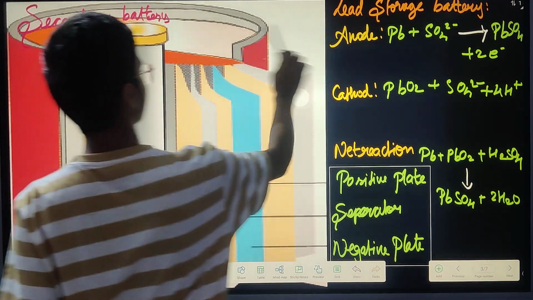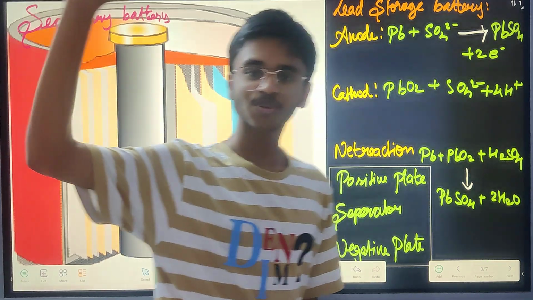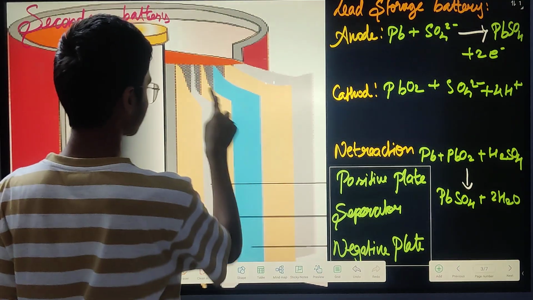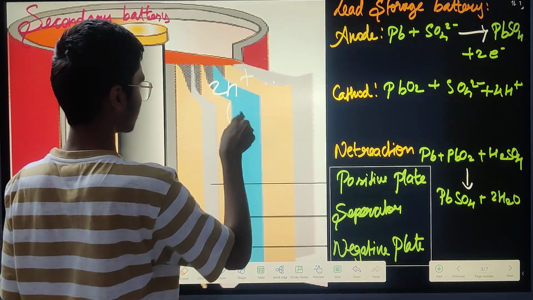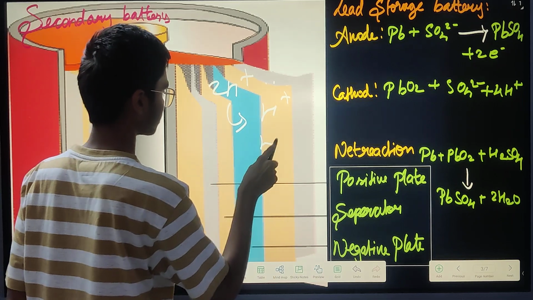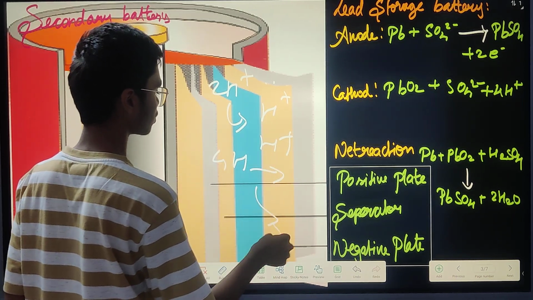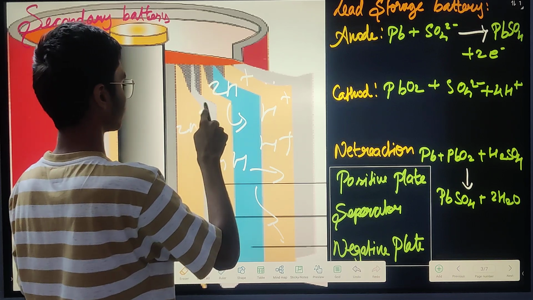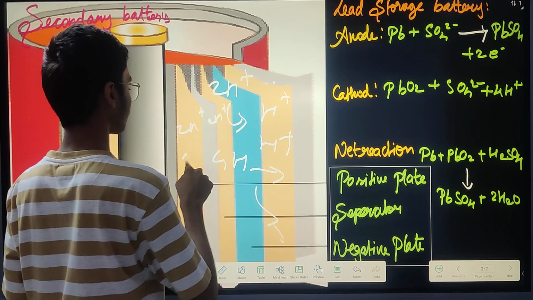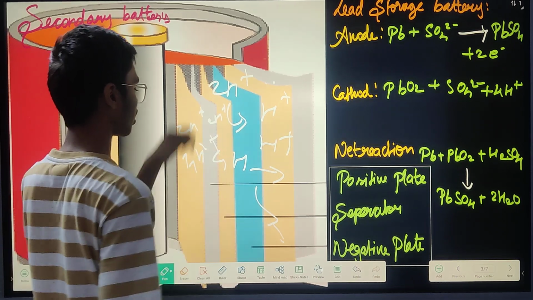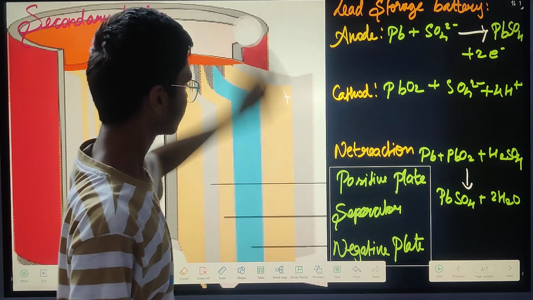Don't think of adding the plus to the plus. In 2H plus, there are two different H pluses, so 4H plus means four different H pluses. Don't think of adding to get 4H2 plus. That is wrong. 4H2 plus at all will not come.